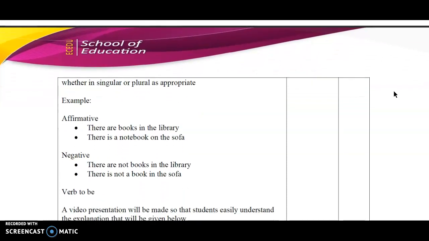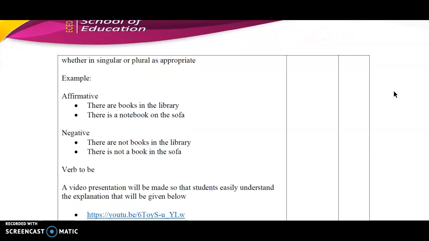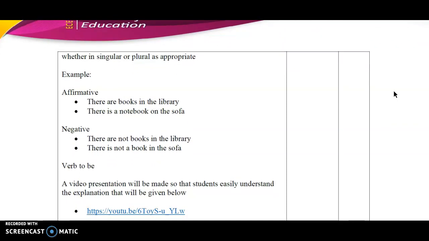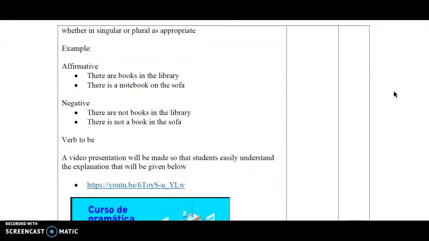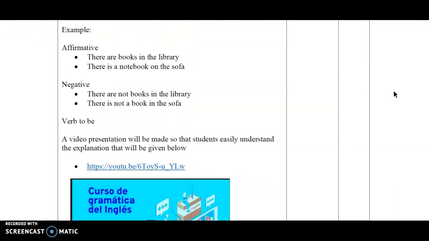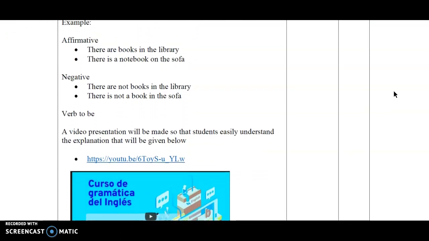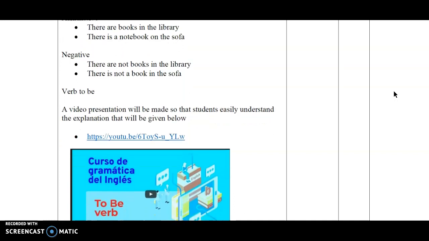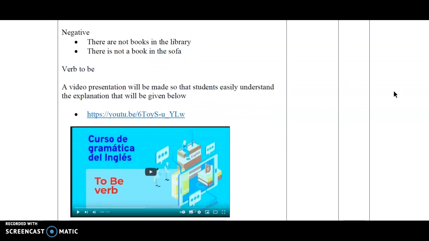Negative: There are not books in the library. There is not a book on the sofa. Plural and singular. Verb to be: a video presentation will be made so that the students easily understand the explanation that will be given below.